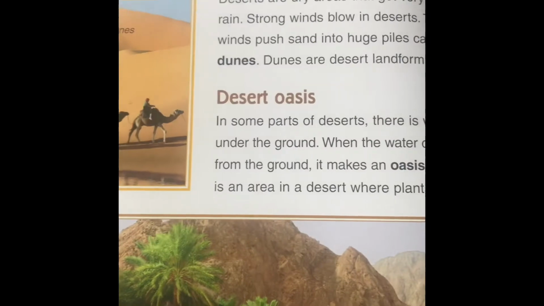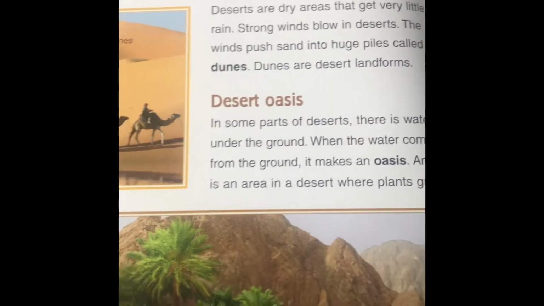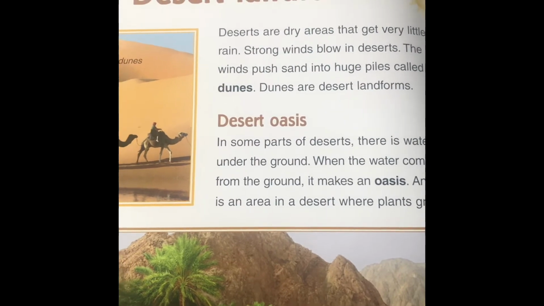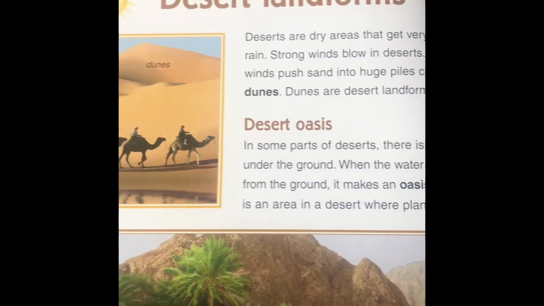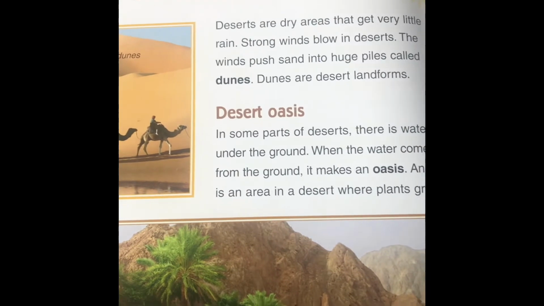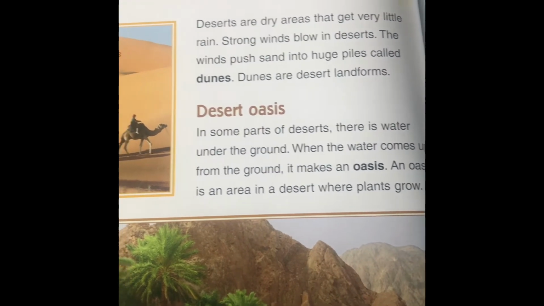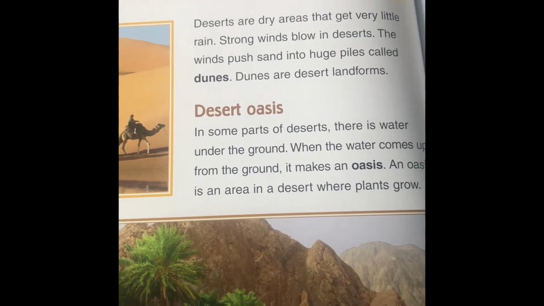Desert landforms. Deserts are dry areas that get very little rain. Strong winds blow in deserts. The wind pushes sand into huge piles called dunes. Dunes are desert landforms. Desert oasis. In some parts of deserts, there is water underground. When water comes up from the ground, it makes an oasis. An oasis is an area in the desert where plants grow.